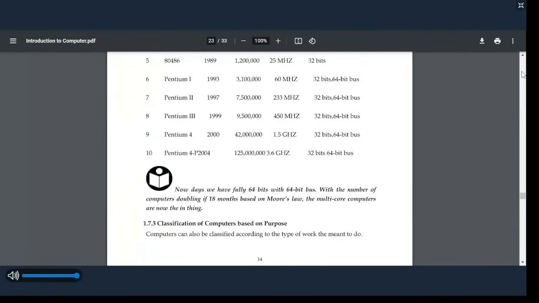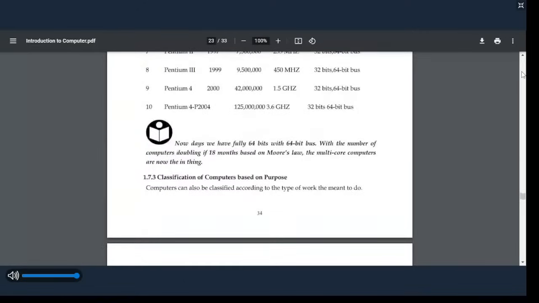So with the number of transistors doubling every 18 months based on Moore's law, multi-core computers are now the in thing. Actually, they are the in thing. So the computers are getting smaller and they're becoming faster. That's why you have different smartphones, different prices.